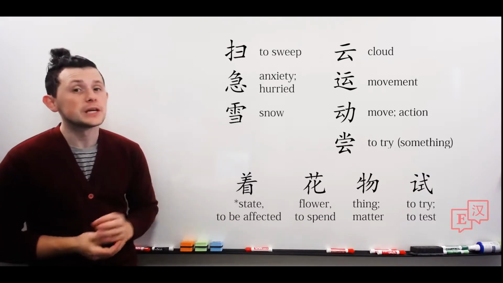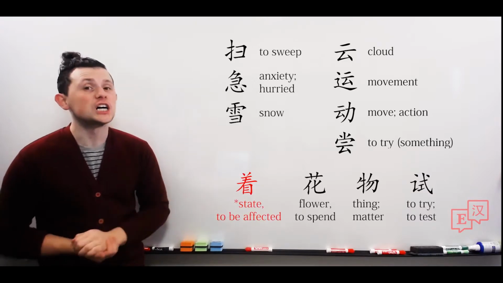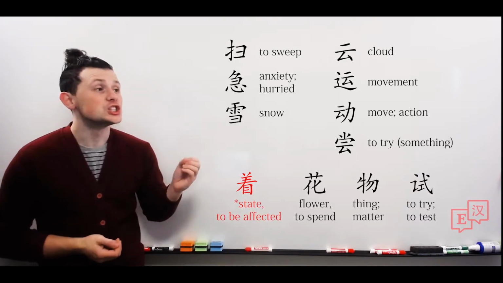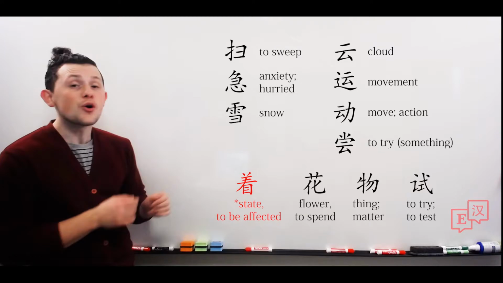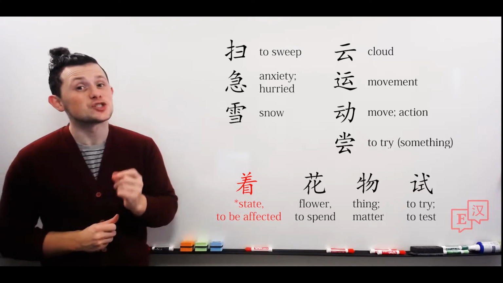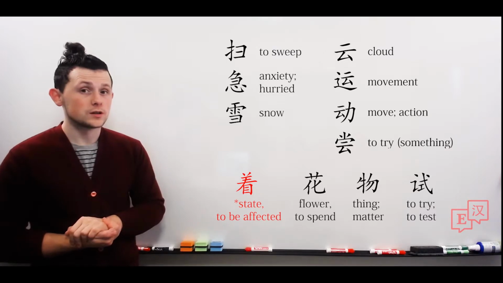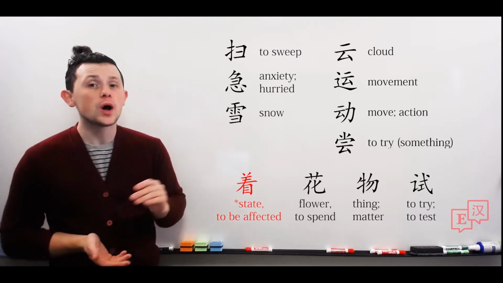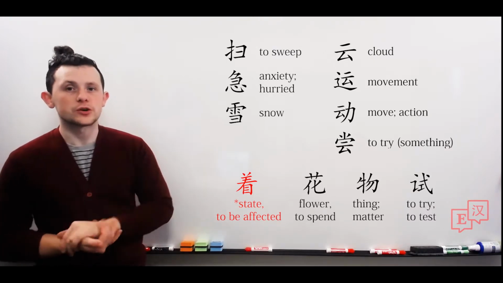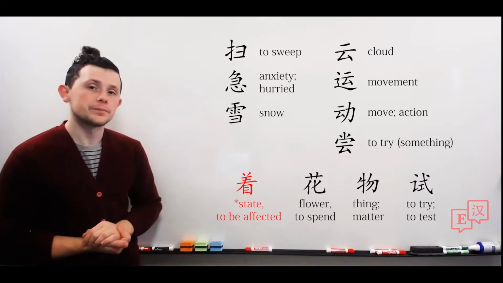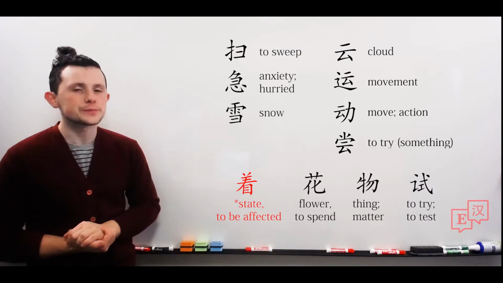First, 着. 着. Note this character right here we're introducing as 着. However, it has two pronunciations. The other being jiao, like to find with a rising tone. Jiao. We'll talk about differentiating those in our words.